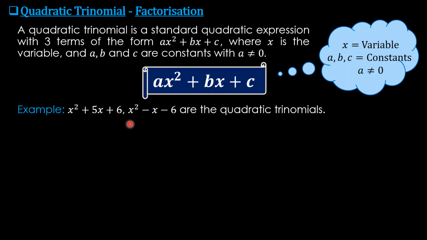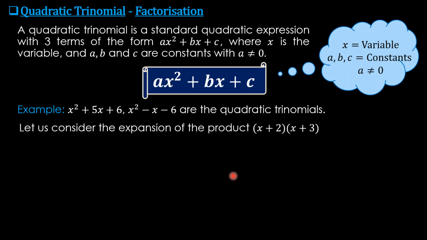So quadratic means the highest power of the variable is 2. That's why it is quadratic. And trinomial means there are three terms in these quadratic expressions: 1, 2, 3. So ax² is the first term, bx is the second term, c is the third term. That's why three terms, that's why trinomials. And the highest power of the variable x is 2, that's why it is quadratic.